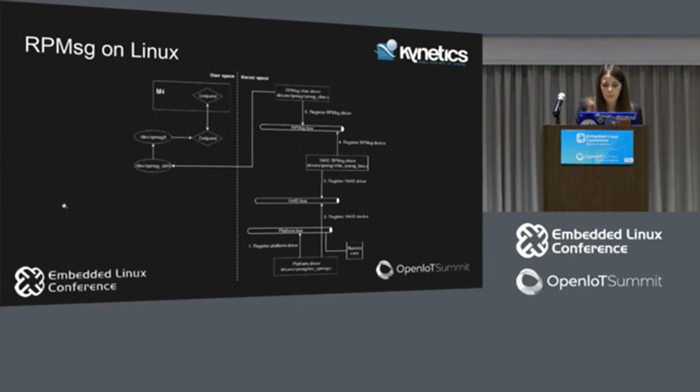So as soon as we have this device available, the user space application can do an IOCTL operation on this kind of device and request the creation of an endpoint. As soon as this happens, another character device is created, which represents the endpoint, and it's this /dev/rpmsgX character device. And from this point on, user space has access to the endpoint and can send and receive rpmsg messages just by writing and reading on the character device.